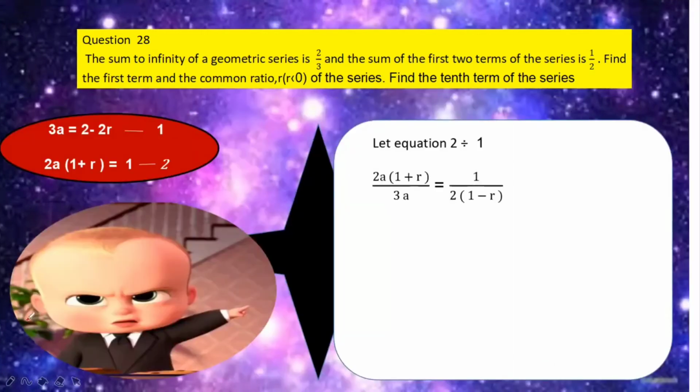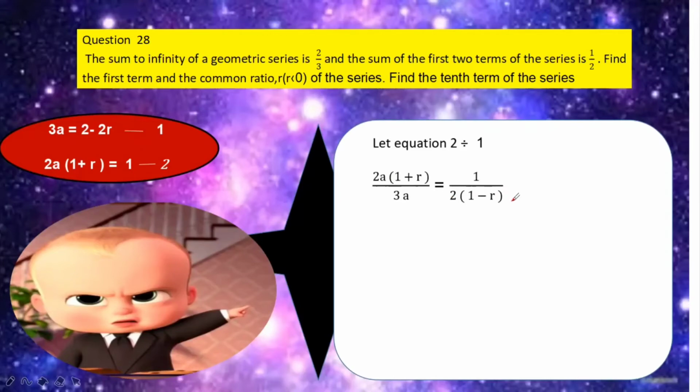Okay, next step is to use the division of equation 2 divided by equation 1. So, equation 2 is 2A(1 plus R) equals 1. And equation 1 is 3A equals 2 minus 2R. But in this case, I factorize the 2 out. So, you'll get 2(1 minus R). So, you divide equation 2 with equation 1. So, 2A(1 plus R) divided by 3A equals 1 divided by 2(1 minus R).